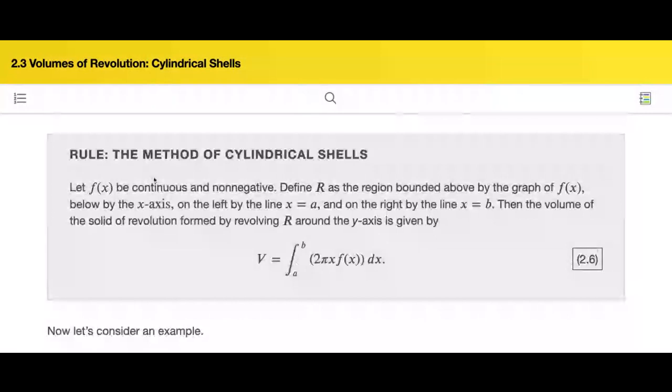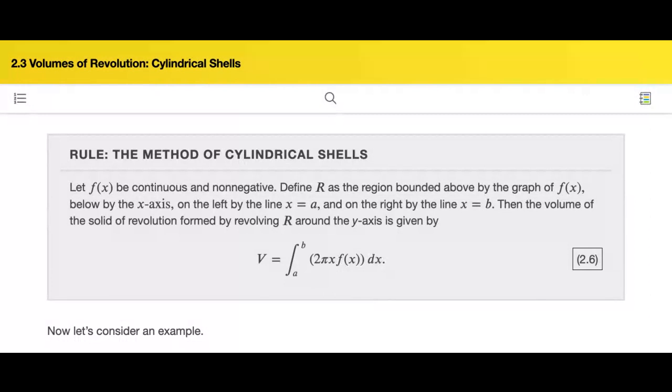Now let's see the rule, the method of cylindrical shells. Let f of x be continuous and non-negative. Define the region as bounded below by the graph of f, above by the x-axis, on the left by the line x = A, and on the right by the line x = B. Then the volume of the solid of revolution formed by revolving R around the y-axis is given by an integral from A to B, cutting along the x-axis. 2 pi x is the length of the rectangle, the circumference of the circle, multiplied by the height of the cylinder, which is the width of the rectangle, then multiplied by dx. So we have length times width times the third dimension dx.